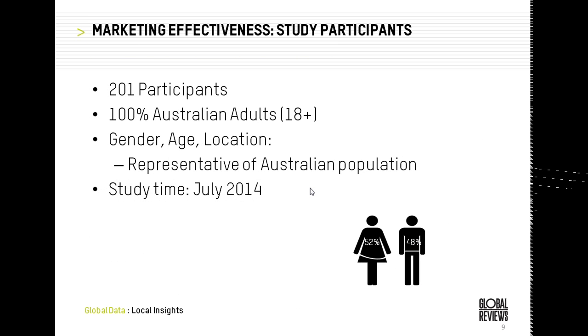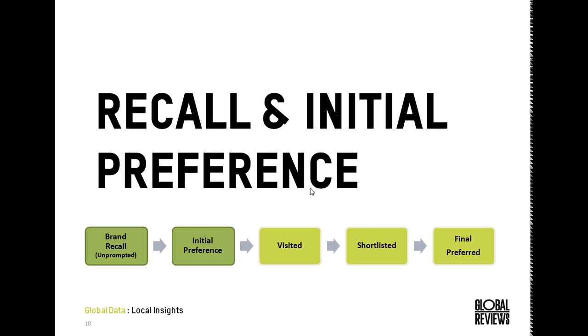The study has 200 participants, Australian adults. It's representative of the Australian population, and as Shay mentioned earlier, the latest study was run in July 2014. Now these studies can run on a monthly or quarterly basis depending on the industry or the client's needs. So let's go into some of the findings of the research. We will first look at brand recall and initial preference based on that initial brand recall.